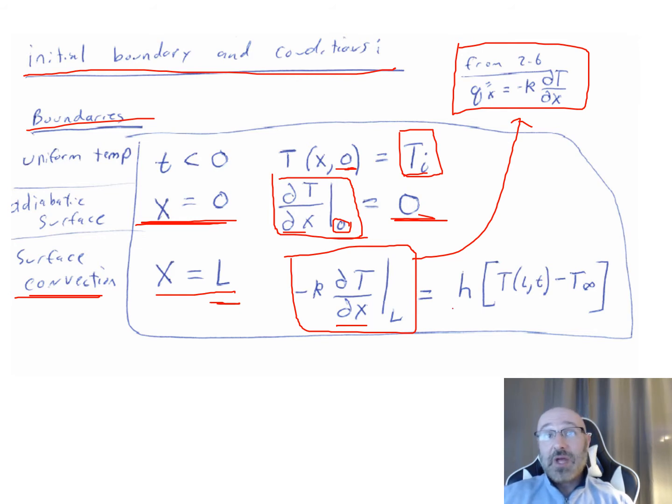And this is equal to h times our temperature distribution, T of L comma t, where x is equal to L at some time, minus the temperature of our surrounding fluid, T infinity. So that is for our surface convection, which occurs where x is equal to L.